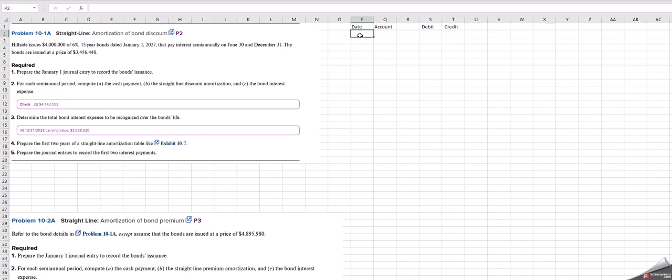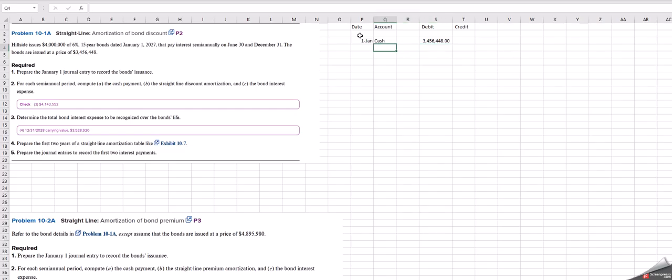So Hillside issues $4 million of 6% 15-year bonds dated January 1st of 2027 that pay interest semi-annually on June 30th and December 31st. The bonds are issue priced at $3,456,448. So prepare the January 1st journal entry to record the bonds issuance. So cash comes in at the issue price, $3,456,448.